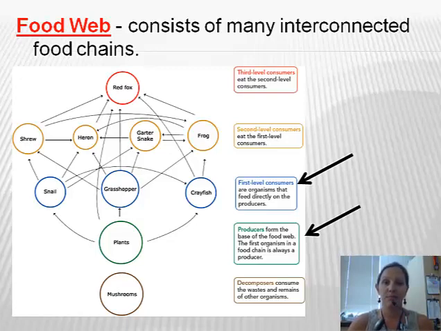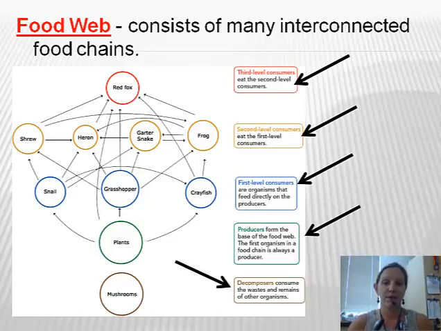And then something that might eat a snail or a grasshopper or a crayfish, that's called a second level consumer. So you've got a shrew, a heron, a gardener snake, and a frog. They will eat some sort of organism that's meat. Lastly, you have the third level consumer, and that's the red fox in this example, and he's going to eat the shrew or the heron, the gardener snake, or the frog. This is a food web. It's very interconnected, a lot of food chains. You can see all the different arrows.